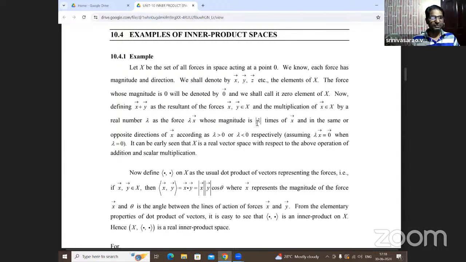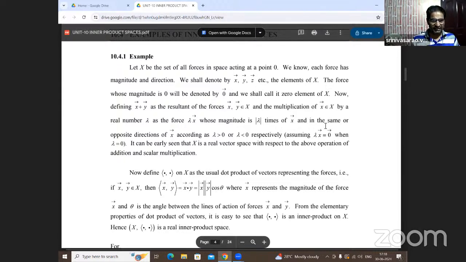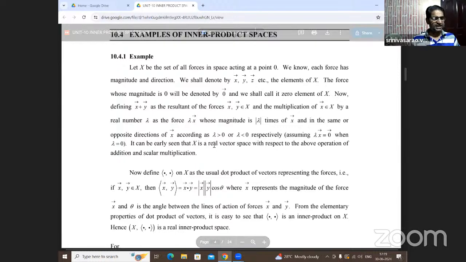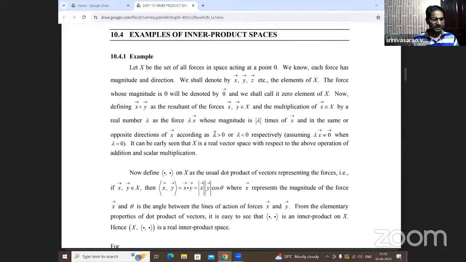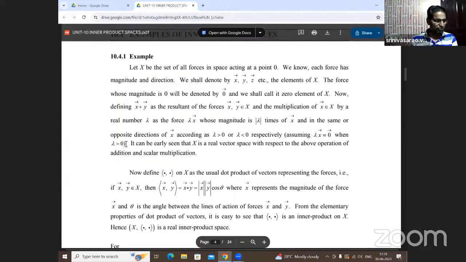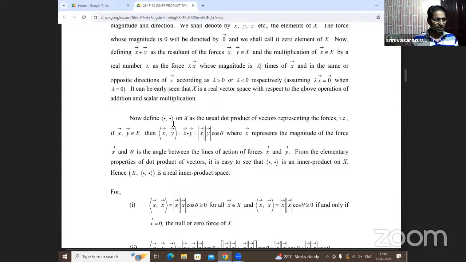The magnitude of lambda X bar is denoted by mod lambda times the magnitude of X. It is in the same or opposite direction of X according as lambda is greater than 0 or less than 0. If lambda equals 0, then lambda X equals 0. Now this is one example. The inner product on X is usually the dot product of vectors representing the forces, denoted by the dot product.